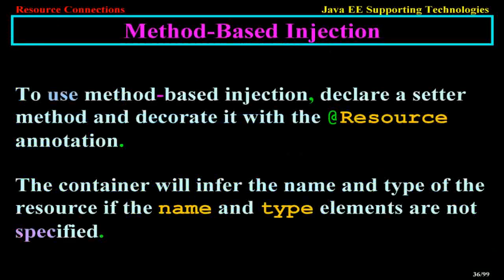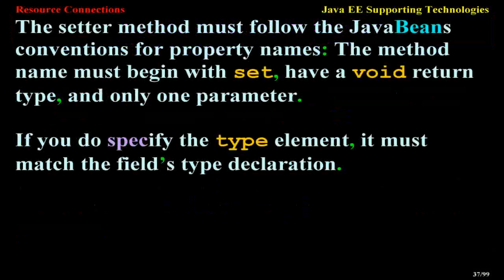Method-based injection. To use method-based injection, declare a setter method and decorate it with the @Resource annotation. The container will infer the name and type of the resource if the name and type elements are not specified. The setter method must follow the JavaBeans conventions for property names. The method name must begin with set, have a void return type, and only one parameter. If you do specify the type element, it must match the field's type declaration.